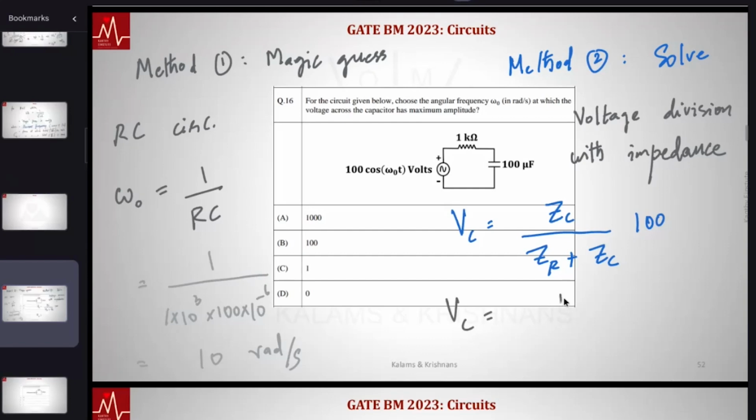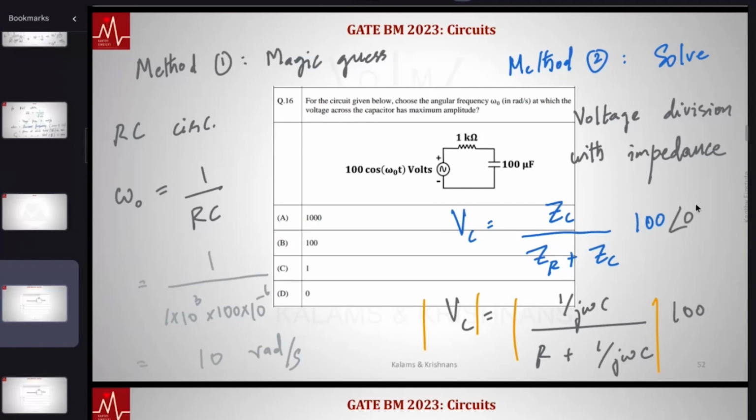So at this stage, notice VC happens to be 1 by j omega C, divided by R plus 1 by j omega C, into 100. And if you have to take the amplitude, technically there is a 0 degree phase. If you take the amplitude, it is exactly 100. The length of that is 100.